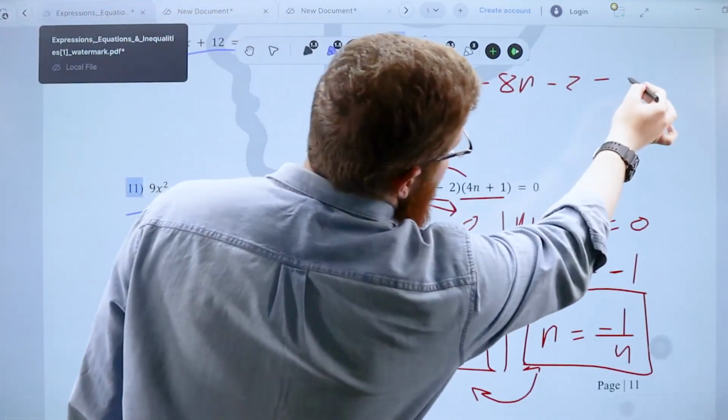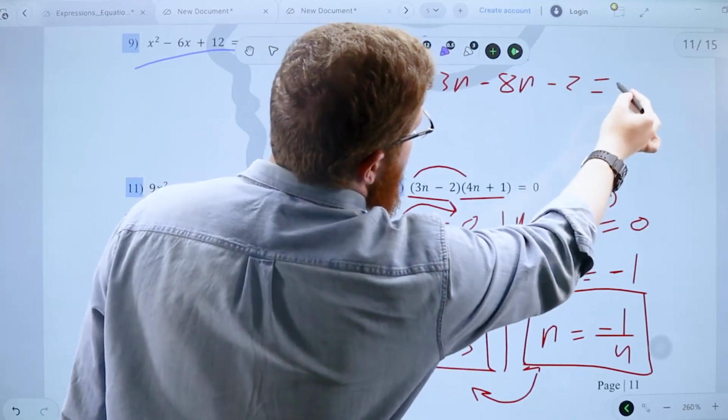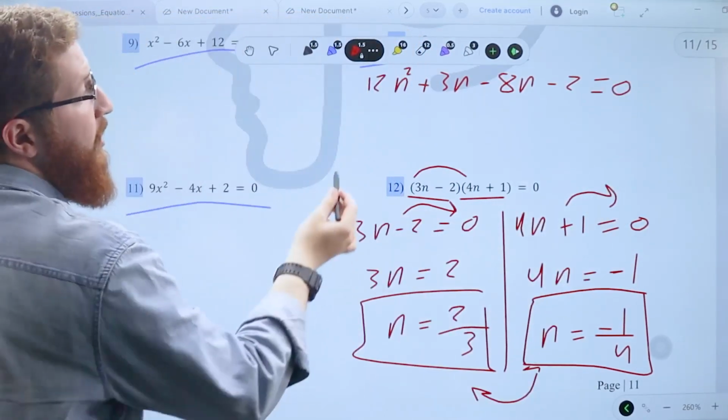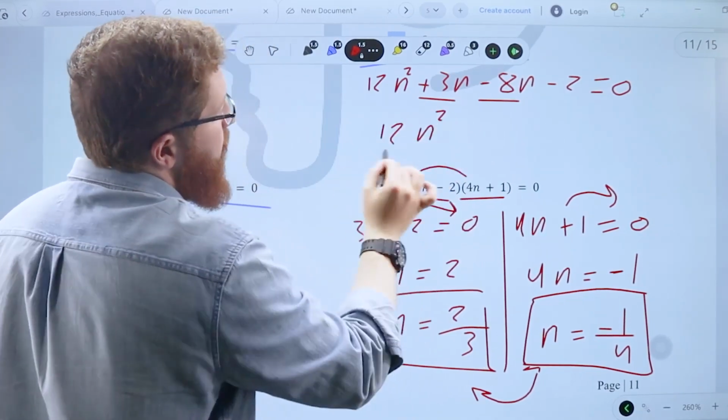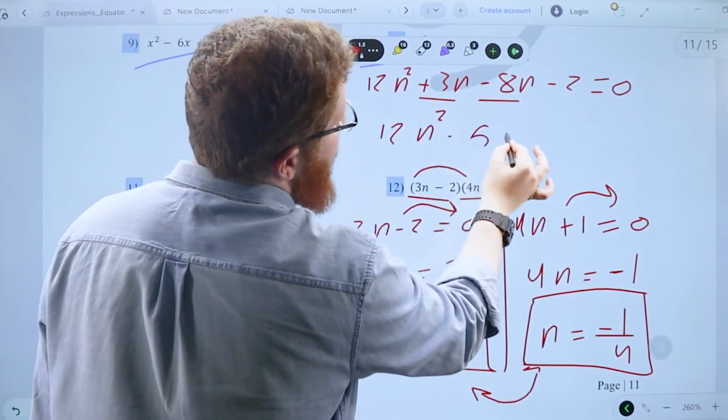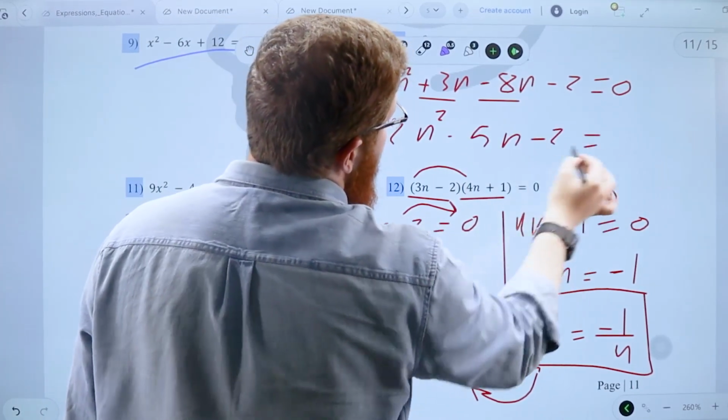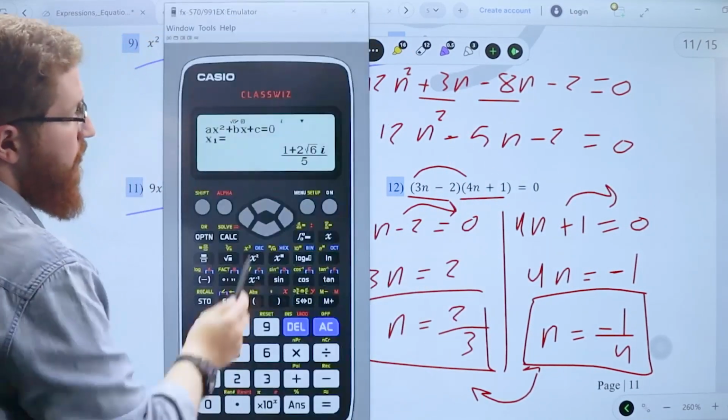Okay. 0 here equals 0. Very good. Now combine the like terms. 12n squared minus 5n minus 2 equals 0. Now using the calculator.